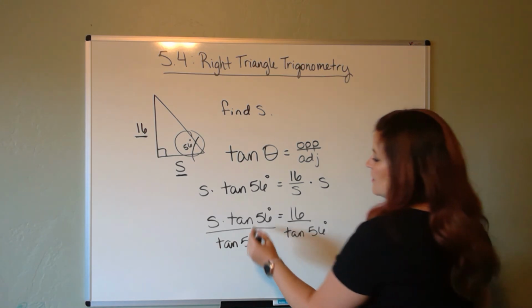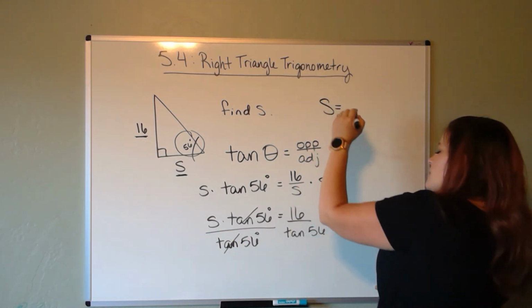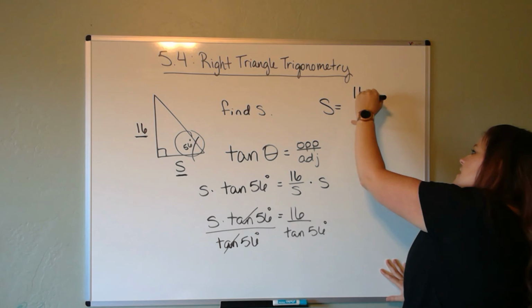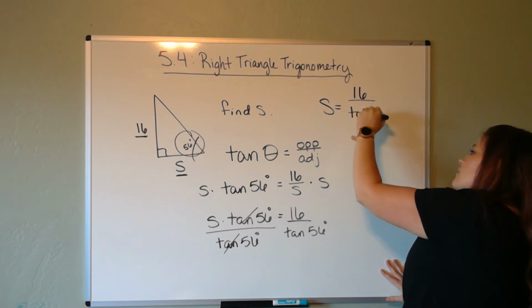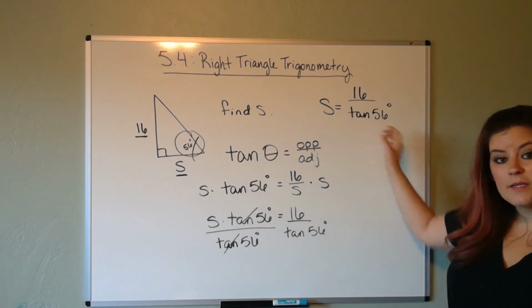So notice, I've isolated my S and I found that S really just equals 16 over the tangent of 56. This is what I'm going to put in my calculator carefully.